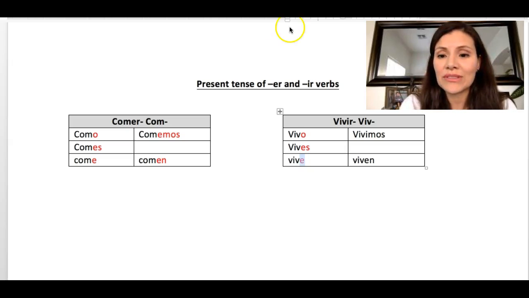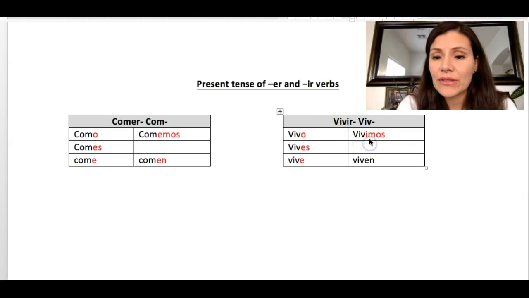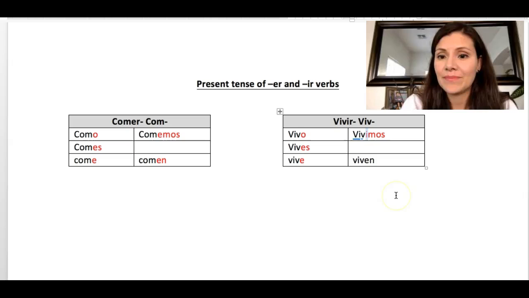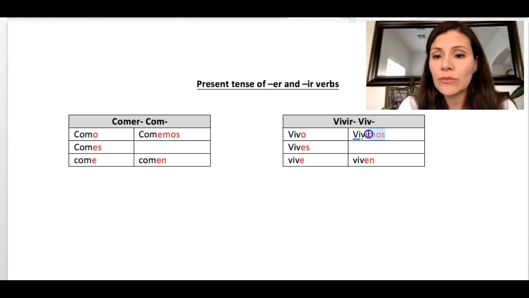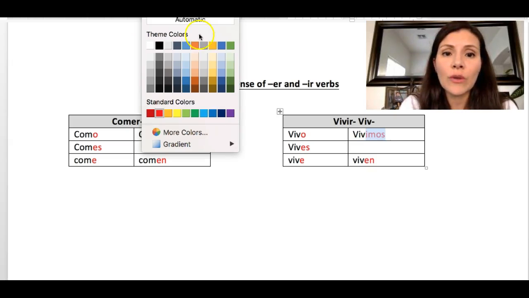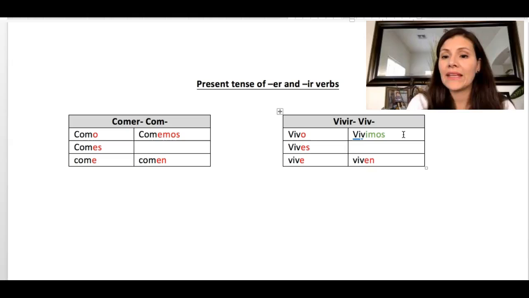But notice what the nosotros does. Vivimos. It is actually keeping an I. It's keeping its original I. While the ER ending verbs keep their E, the IRs keep their I in the nosotros form. And the ellos, ellas, ustedes is the same as the ERs, en. So the only place where we're seeing that difference is going to be in that nosotros form, imos.